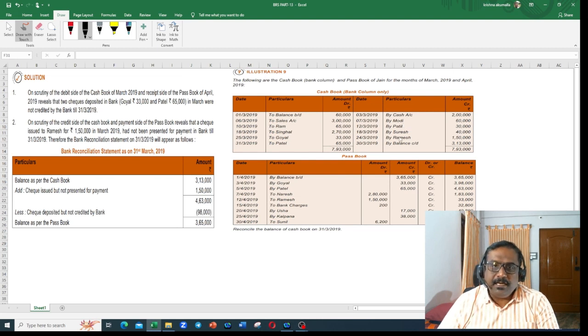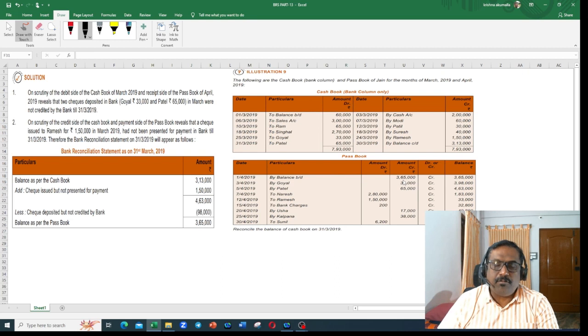By Patil. Check issued to Patil. By Suresh. Check issued to Suresh. By Ramesh. Check issued to Ramesh. By balance carried down 3,13,000. That is the closing balance as per cash book. This is our figure for the month of March. Are you clear? Coming to the passbook.